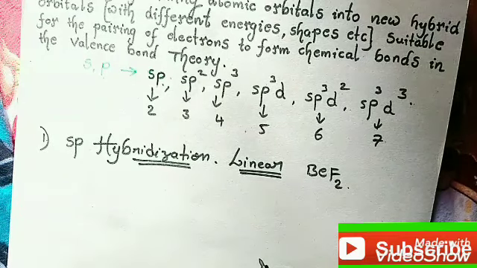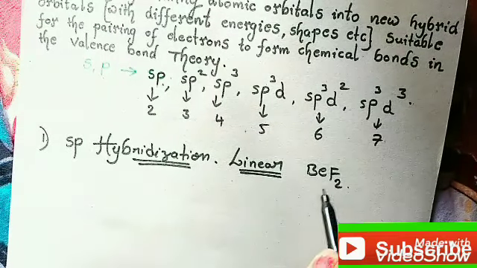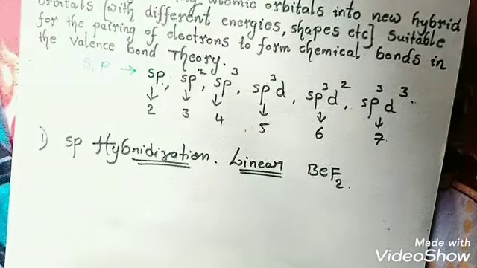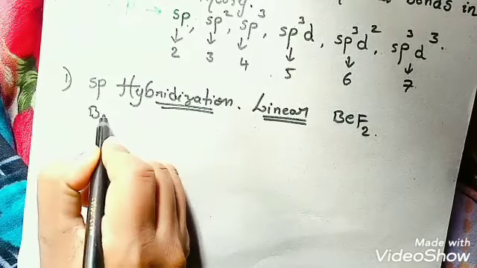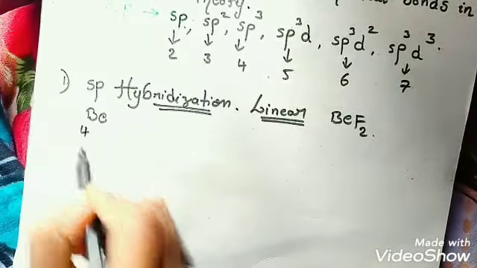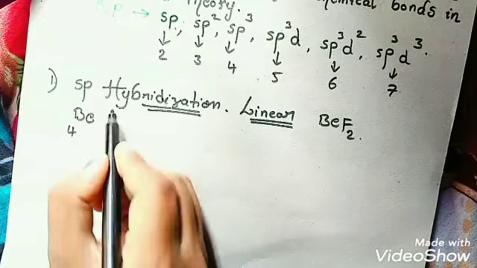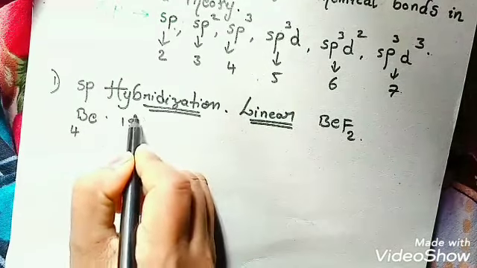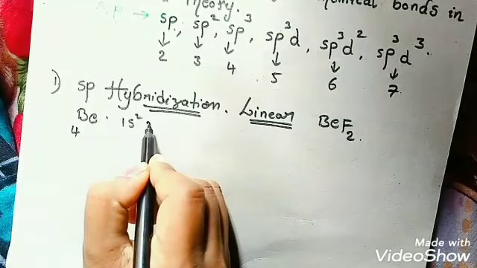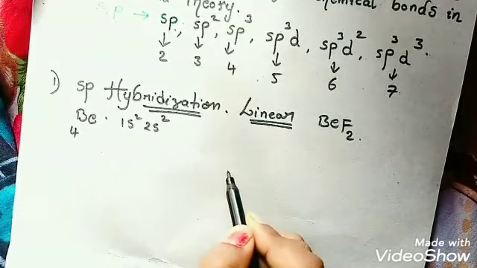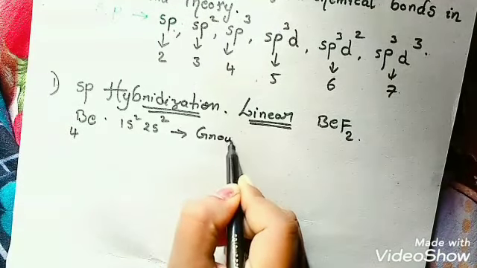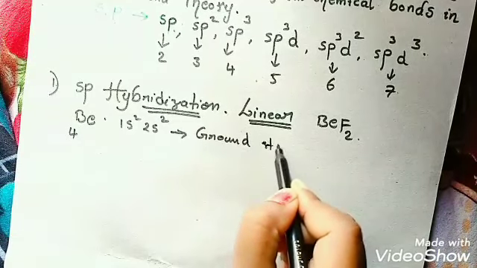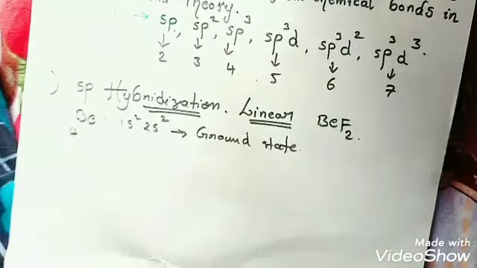beryllium difluoride. So students, here in BeF2, the central atom is beryllium, then the atomic number of beryllium is 4, so by using the atomic number we have to write the electronic configuration for this, 1s2 and 2s2. So this is the electronic configuration for ground state energy level.